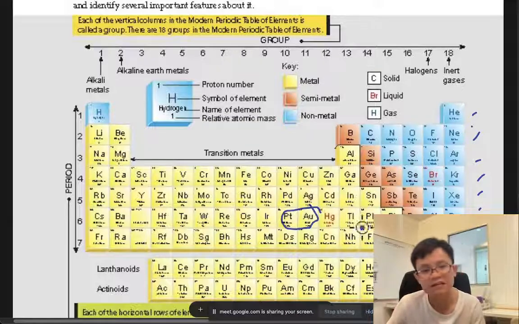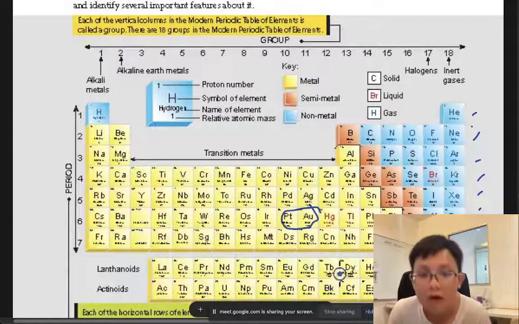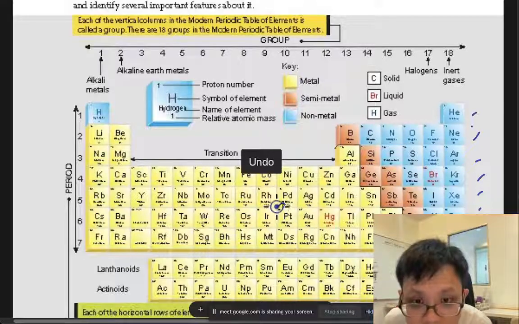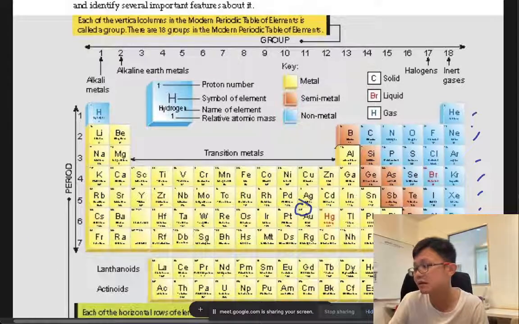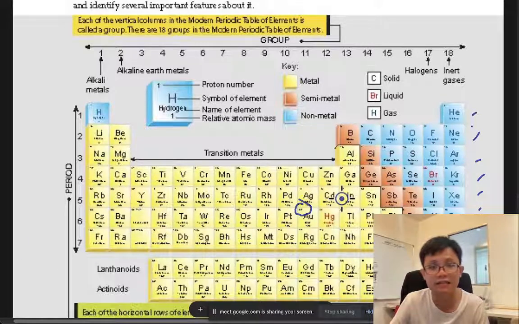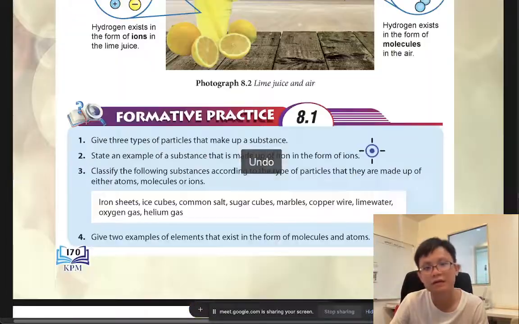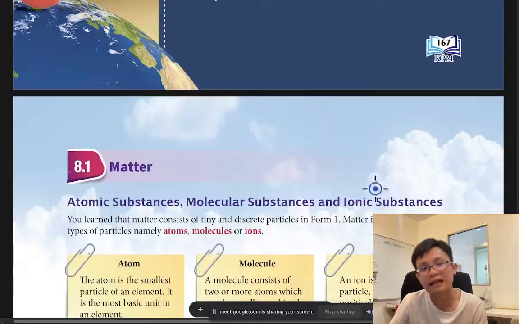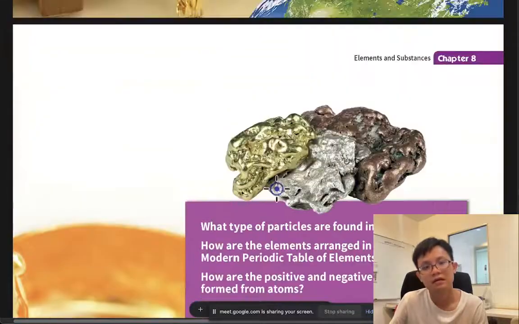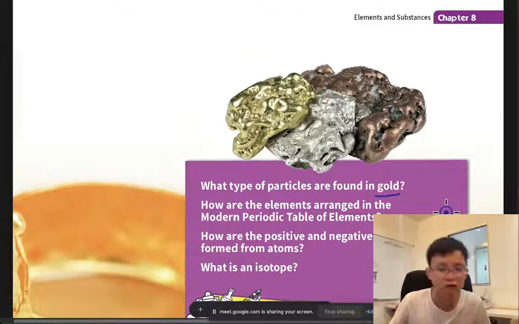This picture is not clear, maybe you can refer to the textbook or Google. There's a number here, the atomic number, but I cannot see the number. But in your textbook you can see the number. So gold is made up of one element. The element is Au, the element is gold.